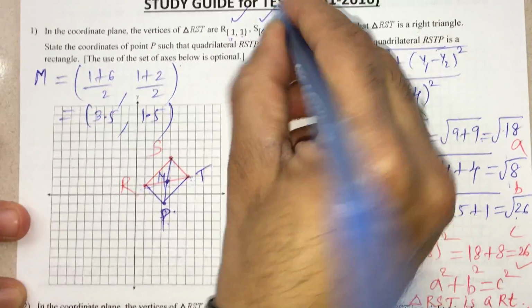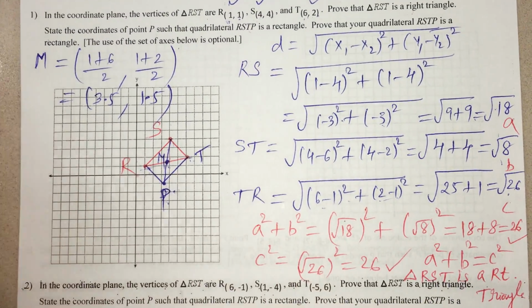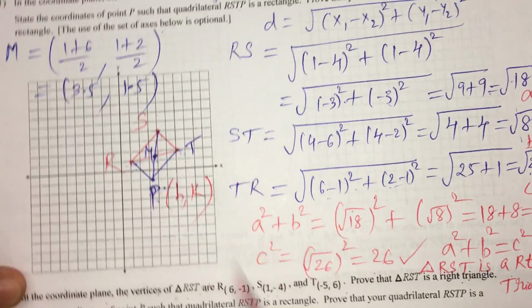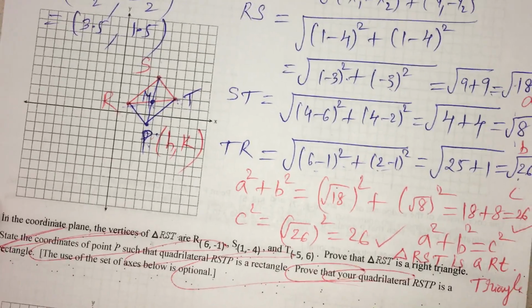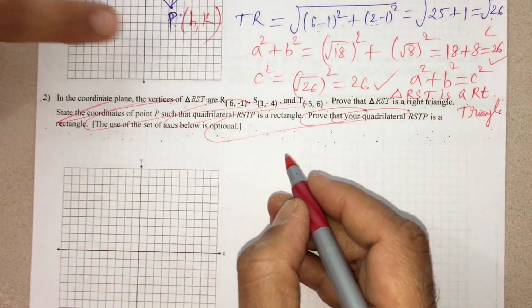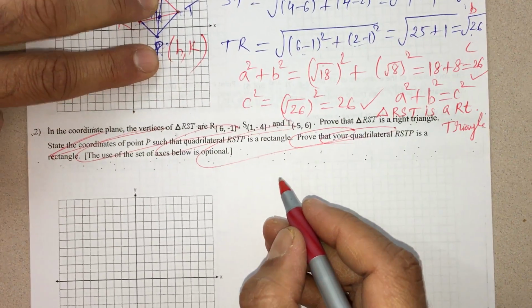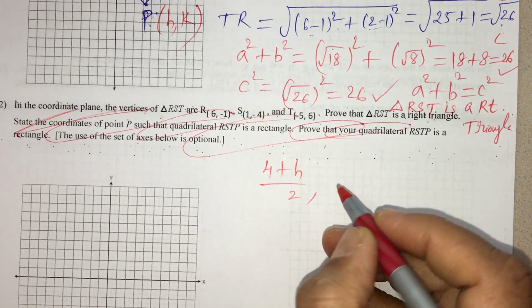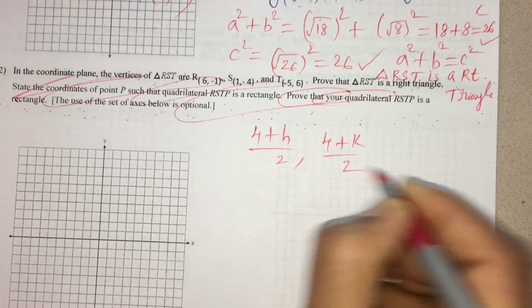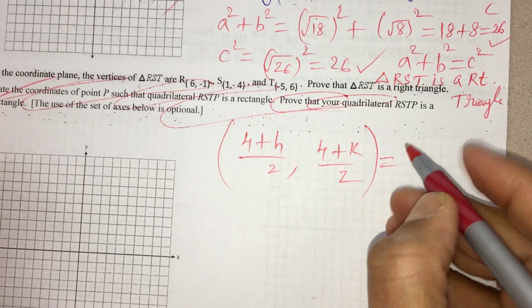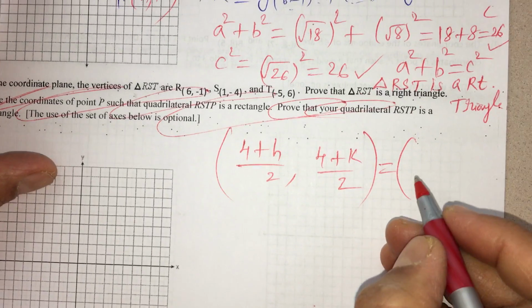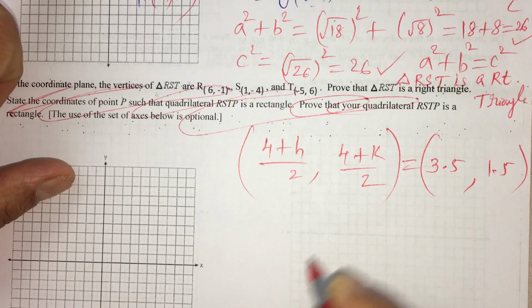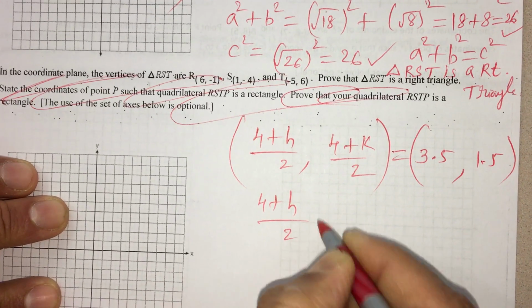So the same midpoint must be the midpoint of SP. We know the coordinates of S, but we don't know the coordinates of P, so I am taking the coordinates of P as (h, k). Now if I calculate the midpoint of S and P, it is (4 plus h over 2, 4 plus k over 2). This is the formula for the midpoint. But this given midpoint is (3.5, 1.5).